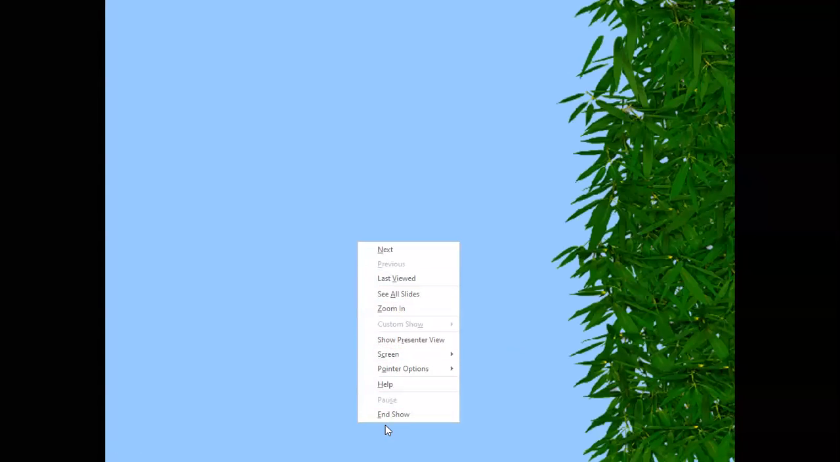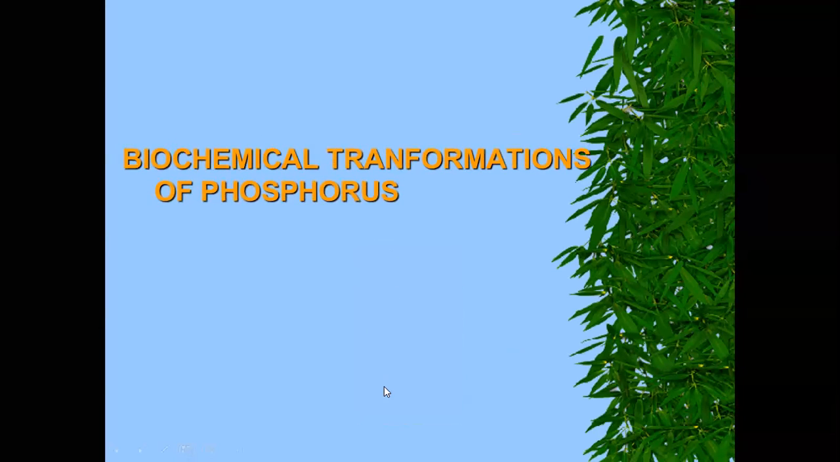So today we are going to start with the phosphorus cycle. We are discussing the biogeochemical cycles, and today we are going to discuss the biochemical transformations of phosphorus. By now we have discussed nitrogen and sulfur. Today we are going to discuss the transformations of phosphorus, and how microorganisms are involved in various biochemical transformations.